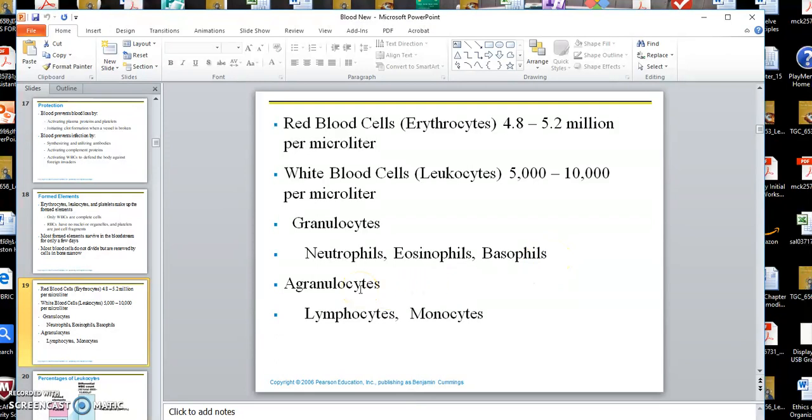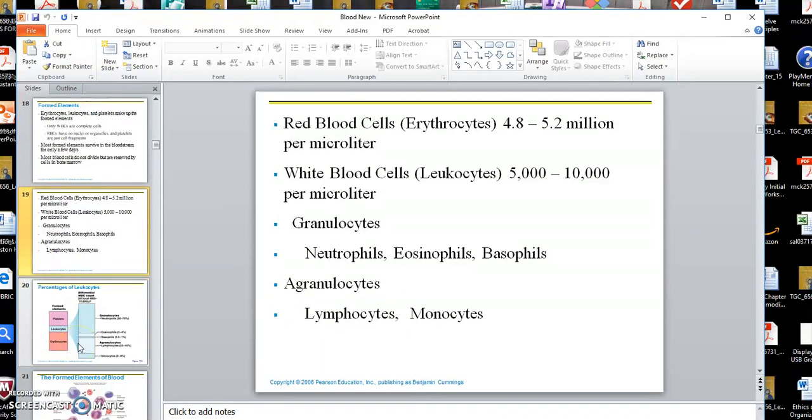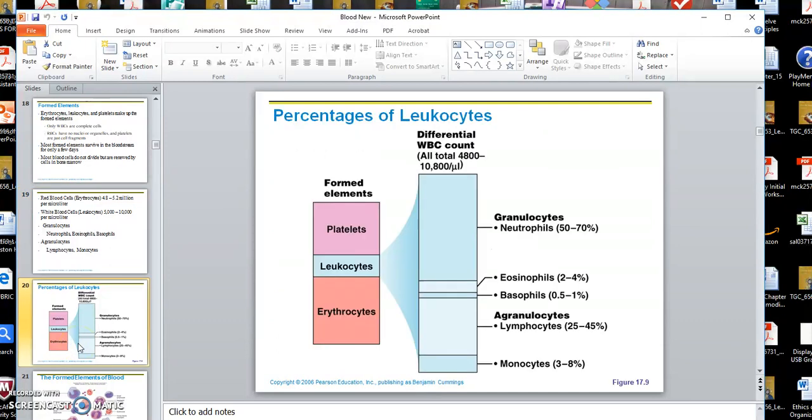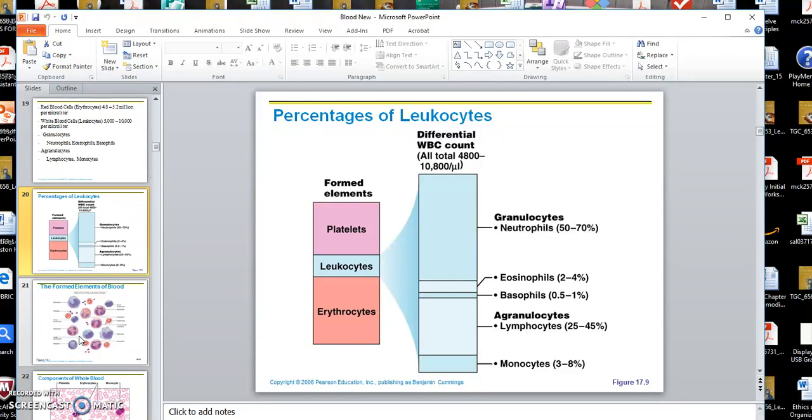The agranulocytes, I wouldn't have named them this. I would have called them oligogranulocytes, because it's not like they have no granules. A means without. They just have far fewer granules, and they are your lymphocytes and your monocytes. Here again is kind of a breakdown of the relative percentages, which you can study.